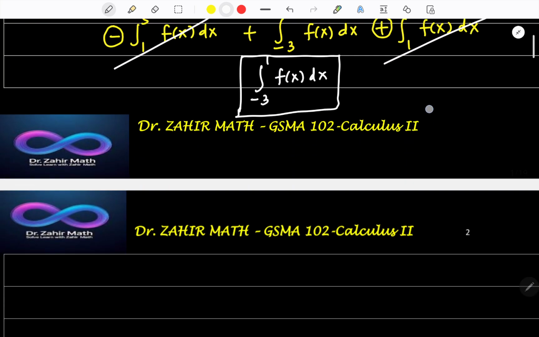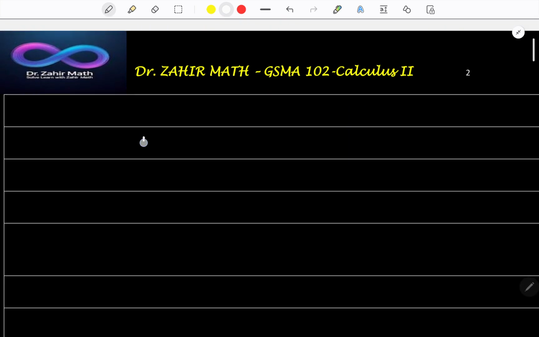So what is the first step we followed? You need to remember, the first step we followed is lower limits must be smaller. This is the first point you need to follow. Lower limits must be smaller. What is lower limit?